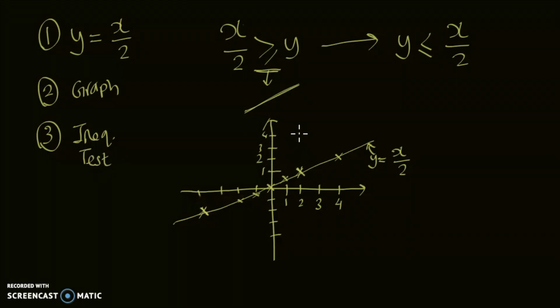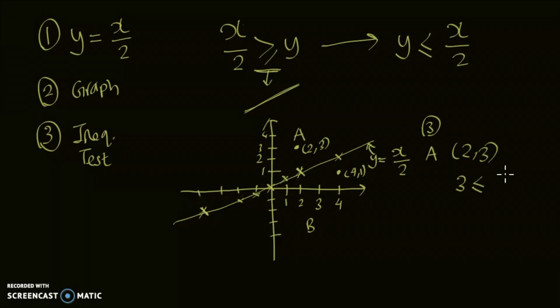So I'm going to choose a point from region A and from region B. From region A, I'm going to choose any point, perhaps 2, 3. And from region B, I'm going to choose 4, 1. So this is going to be 2, 3, and this is going to be 4, 1. Okay, then I'm going to do the test here. For region A, we have the point 2, 3. So substitute inside this inequality right here. Is 3 smaller than or equal to 2 over 2? Is 3 smaller than or equal to 1? Nope. So it can't be region A.